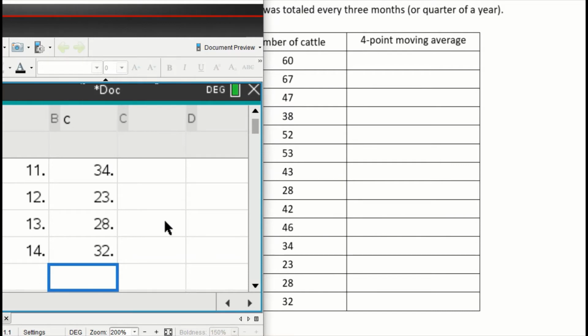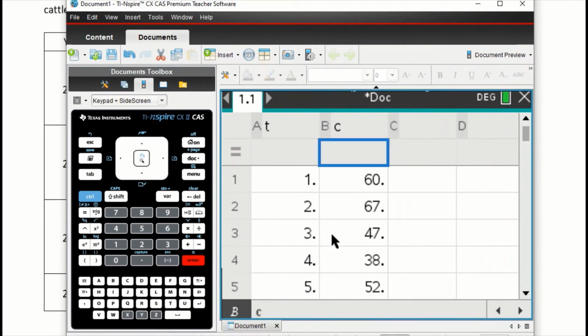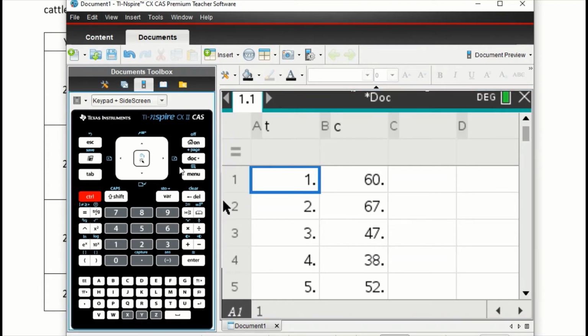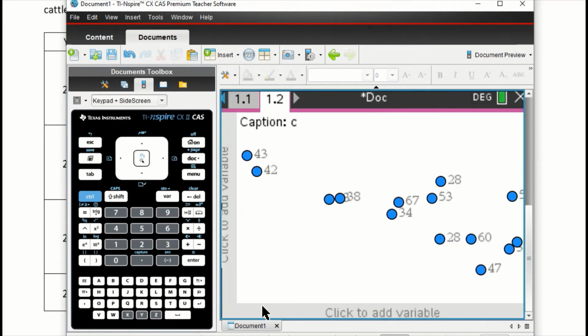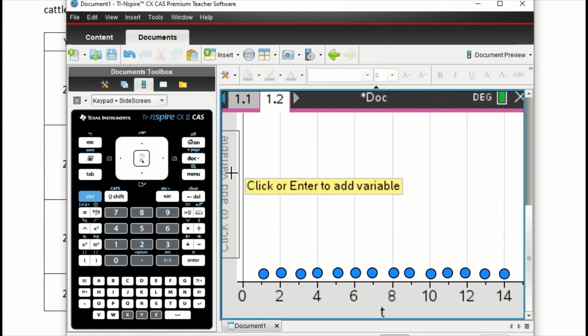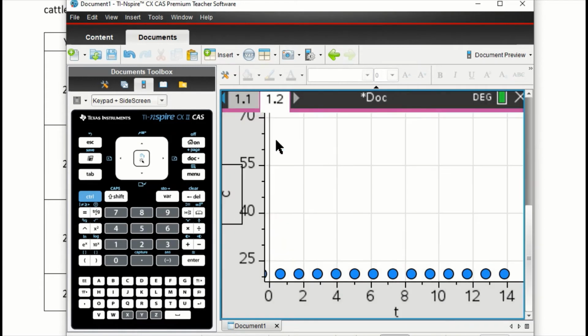So let's construct a scatter plot, then we try to observe it from the graph. Make sure that you have put in your variables before you add in your new page. So control, add a new page, and then add data and statistics. For the x-axis, it's always going to be your time, so in this case it's our t. Then after that, we have the variable here, which is the number of cattle, so that's c.